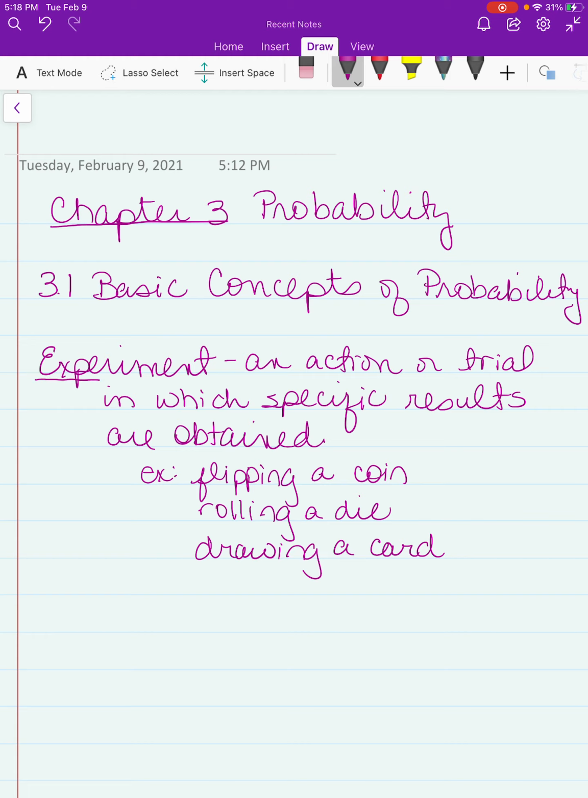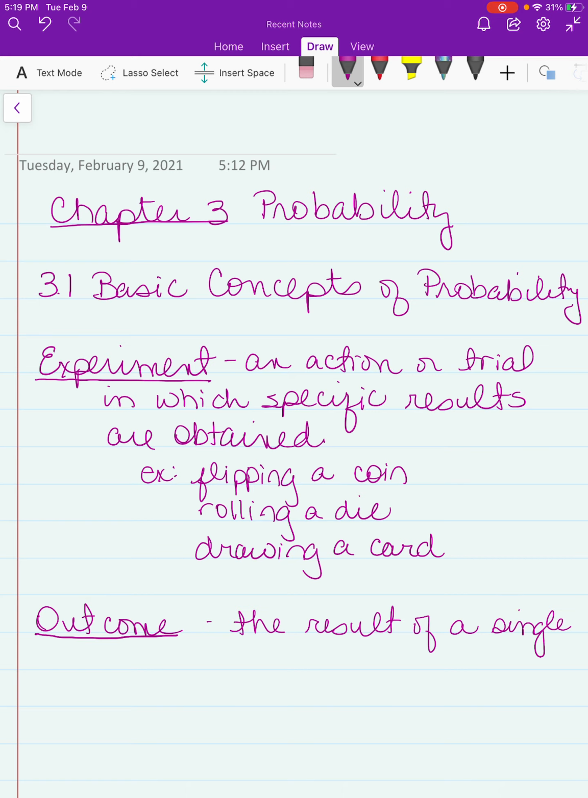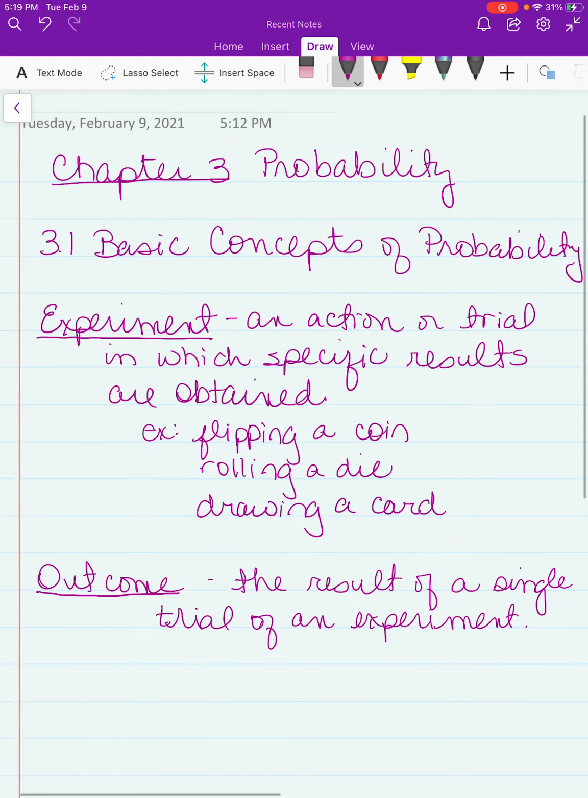So that takes us to our next definition, which is an outcome. An outcome is the result of a single trial of an experiment. So if I went back to the experiment of flipping a coin, an outcome would either be heads or tails. Rolling a die, it would be the number that I would get on the die.